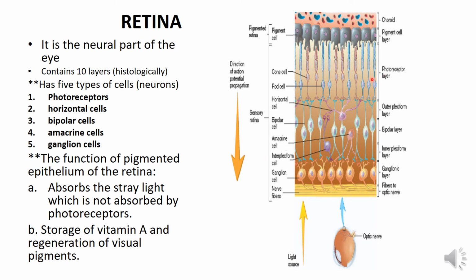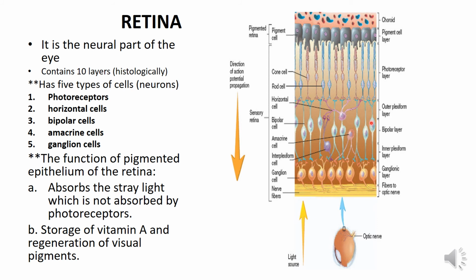This picture shows different layers of the retina, and the retina is the neural layer of the eye. Don't worry about the names of these 10 layers of the retina. What I want you to know are the types of neurons, the types of cells in the retina. If we start from here, these cells or neurons are called ganglion cells, and the axons of these ganglion cells form the optic nerve.